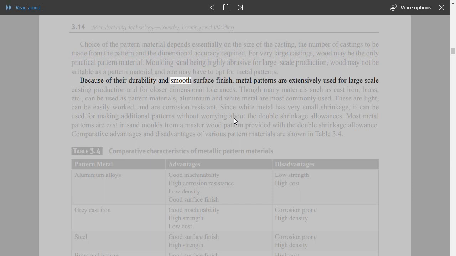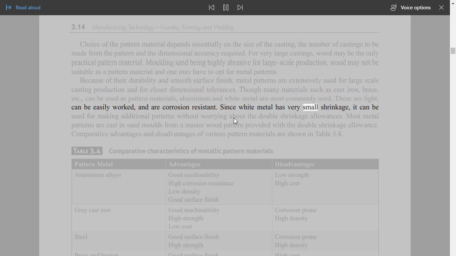Because of their durability and smooth surface finish, metal patterns are extensively used for large-scale casting production and for closer dimensional tolerances. Though many materials such as cast iron, brass, etc., can be used as pattern materials, aluminium and white metal are most commonly used. These are light, can be easily worked, and are corrosion resistant.